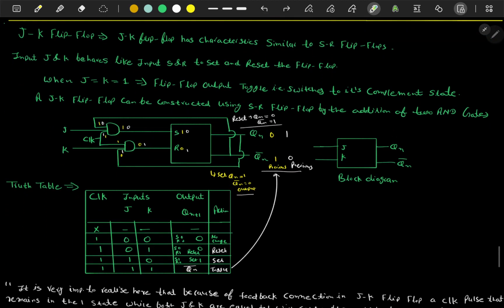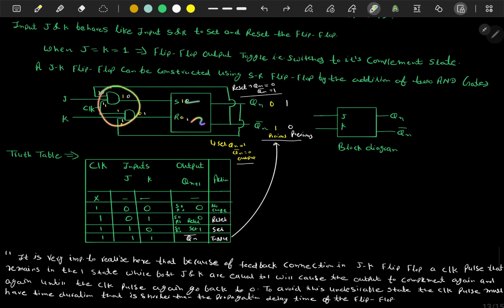Now the JK flip-flop. The JK flip-flop has a characteristic similar to the SR flip-flop. Inputs J and K behave like inputs S and R to set and reset the flip-flop. When both inputs are one, the flip-flop output toggles, that is, it switches to its complement state. Remember this, very important. When both are one, it will switch to its complement state. A JK flip-flop can be constructed using an SR flip-flop by the addition of two AND gates.